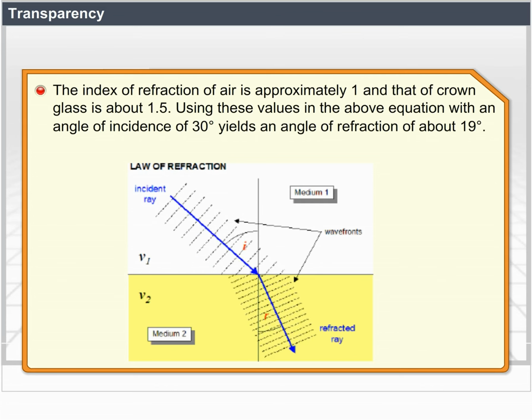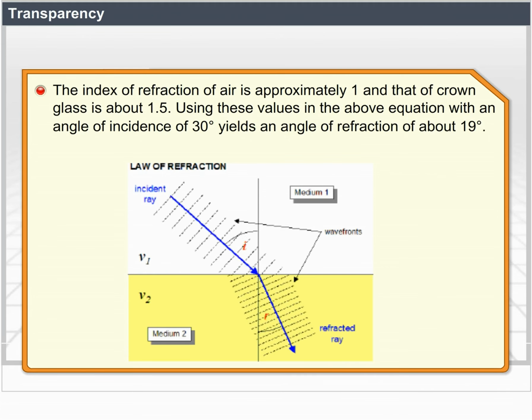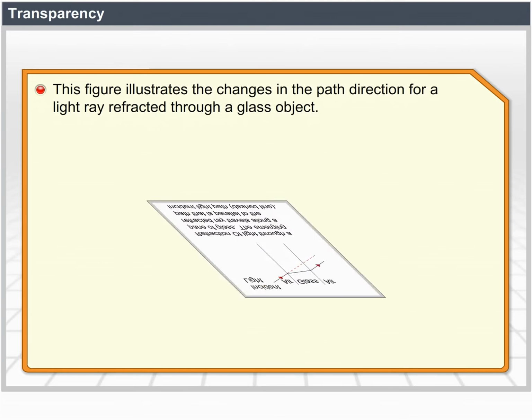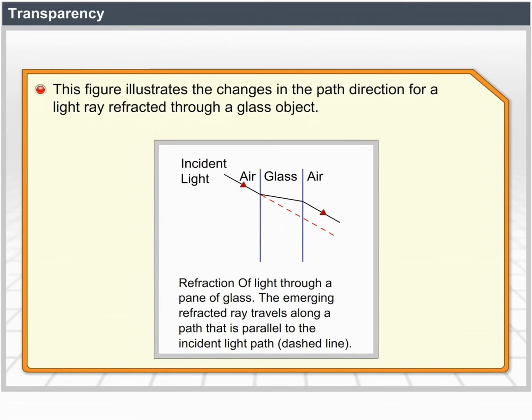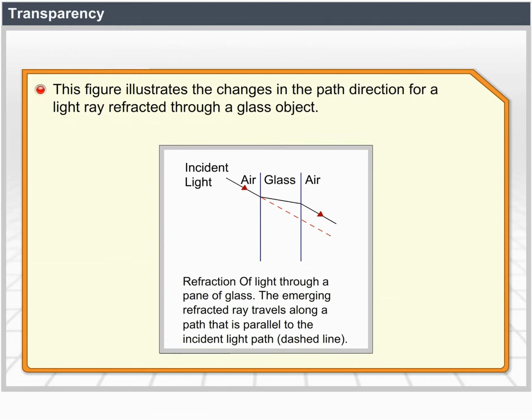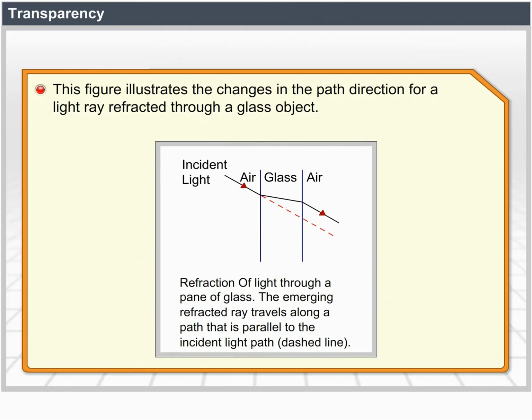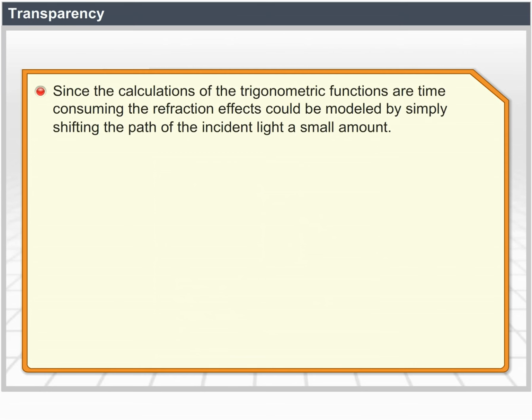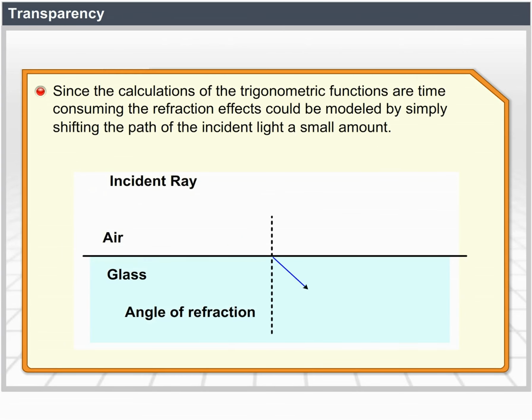Using these values in the above equation, with an angle of incidence of 30 degrees yields an angle of refraction of about 19 degrees. This figure illustrates the changes in the path direction for a light ray refracted through a glass object. The overall effect of the refraction is to shift the incident light to a parallel path. Since the calculations of the trigonometric functions are time-consuming, refraction effects could be modeled by simply shifting the path of the incident light a small amount.